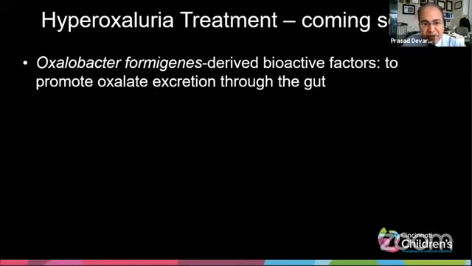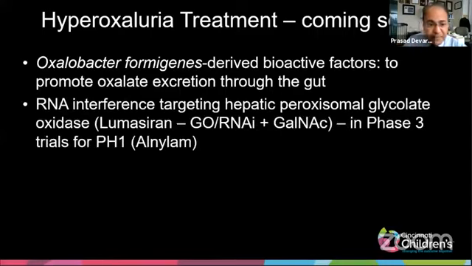One is Oxalobacter formigenes derived bioactive factors. So Oxalobacter is a common commensal. It is present as part of our gut microbiome. And that's why many of us don't get kidney stones, because we have enough Oxalobacter in our gut, which normally binds to oxalate. Now, we know that there are Oxalobacter-derived factors which we can give orally, which promote oxalate excretion through the gut. This is a work in progress, and the initial results are quite promising.